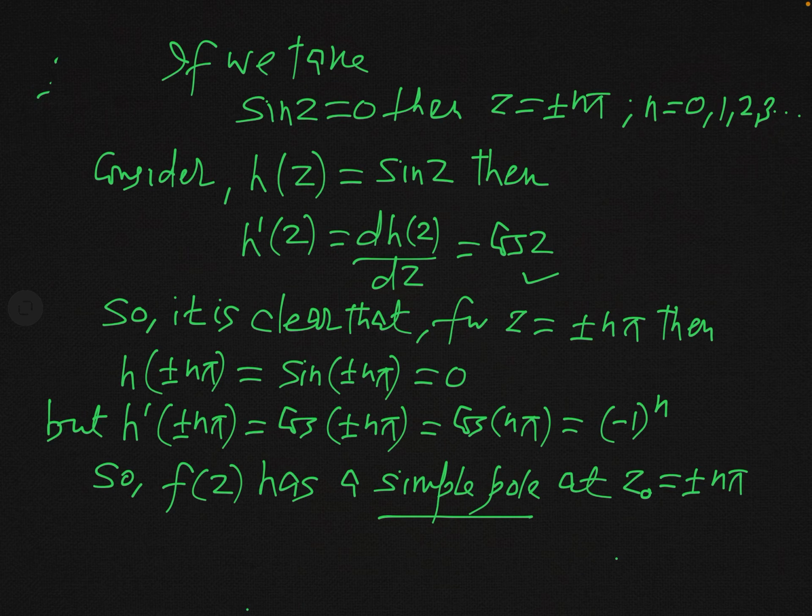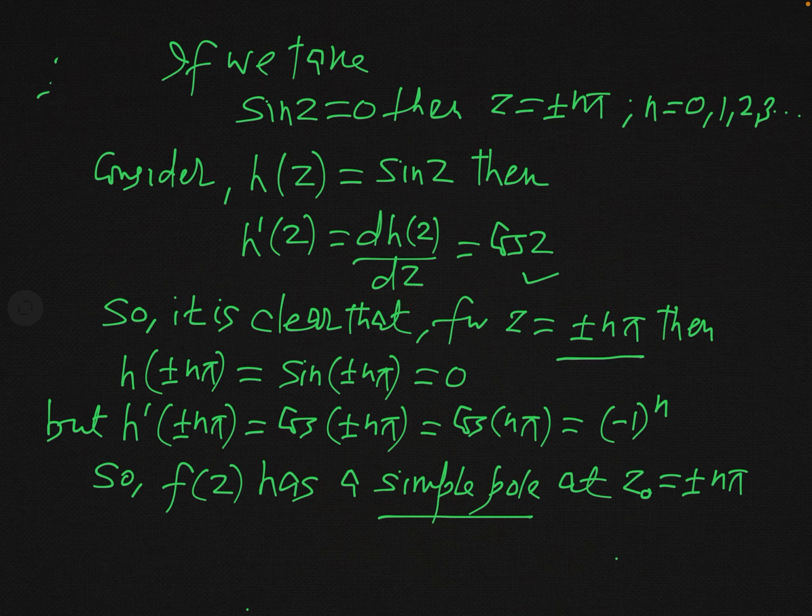Now consider that h of z is equal to sin z. If h of z equal to sin z, then what will be h prime of z? When you say h prime of z, it means dh of z by dz. That is, this is the first order derivative of h of z, and since h of z is sin z, this derivative will be cos z.